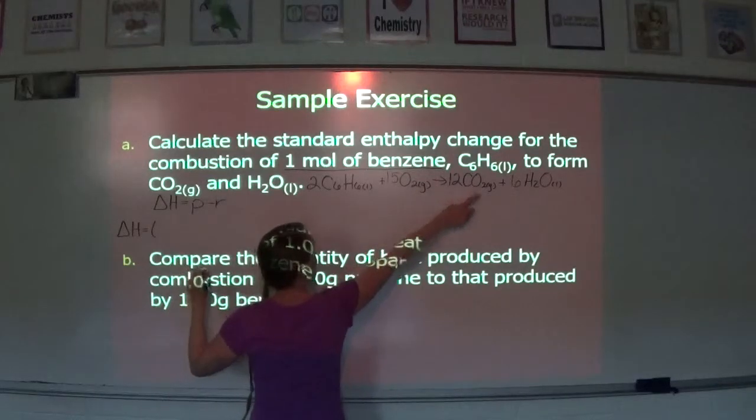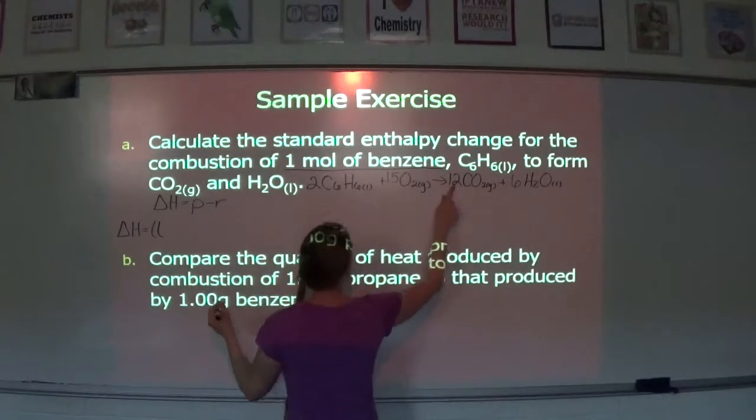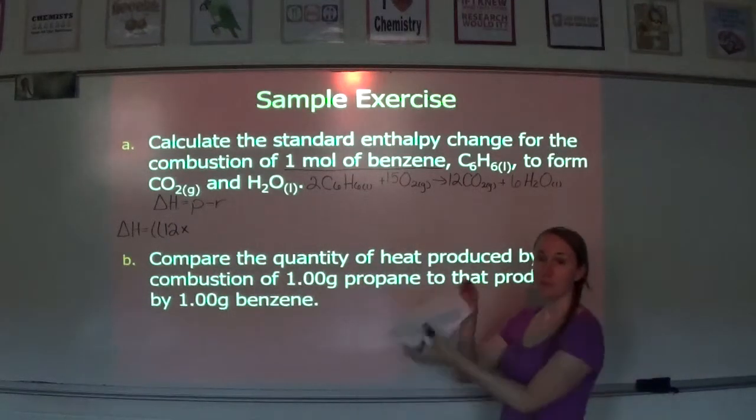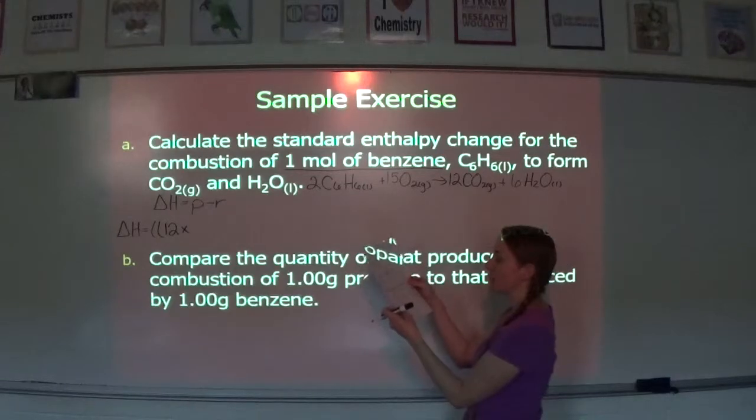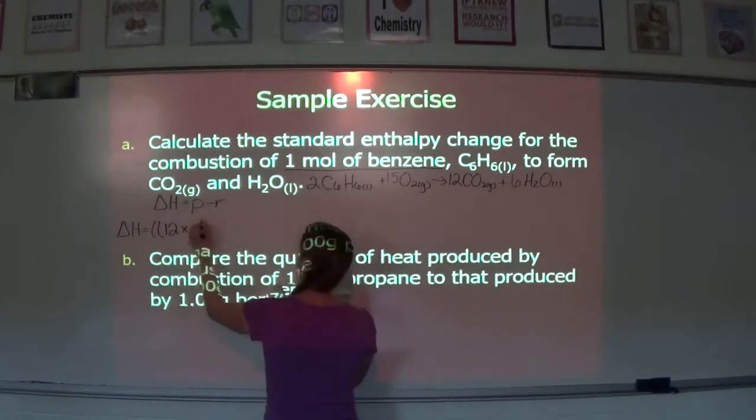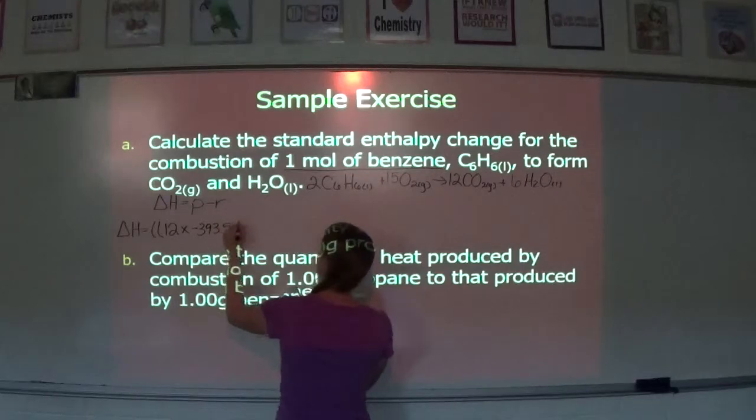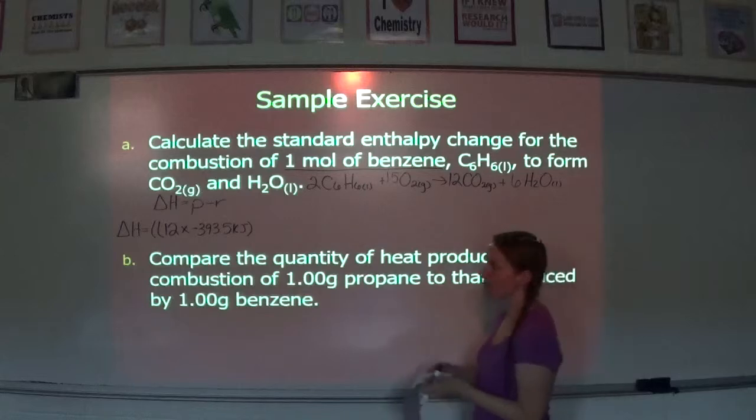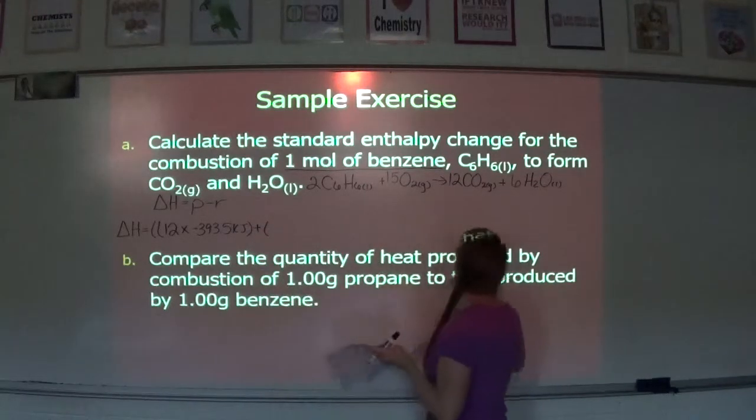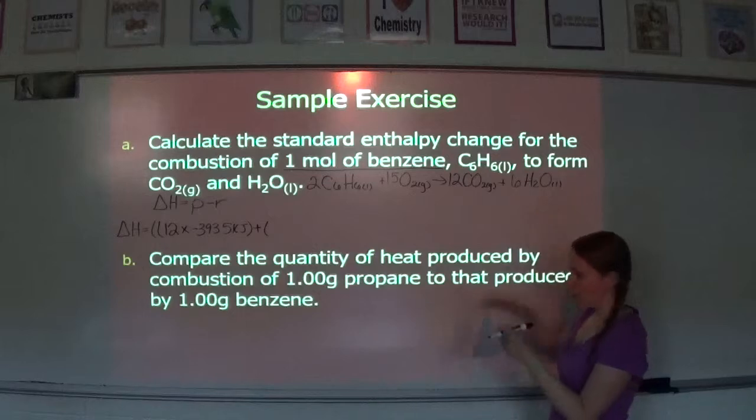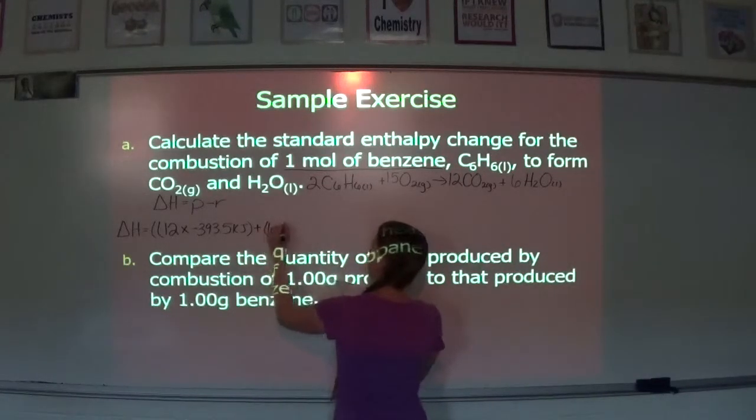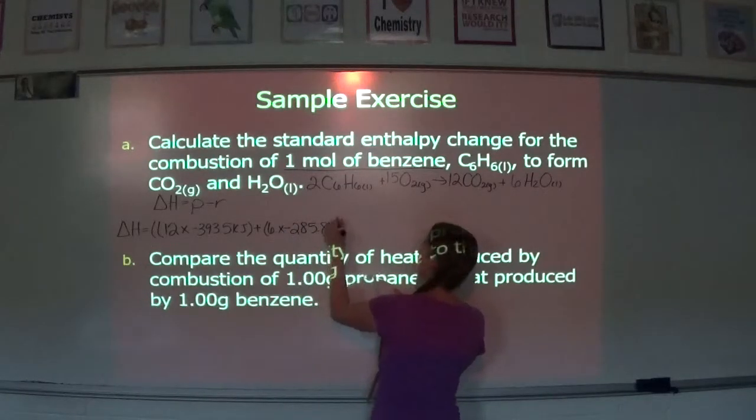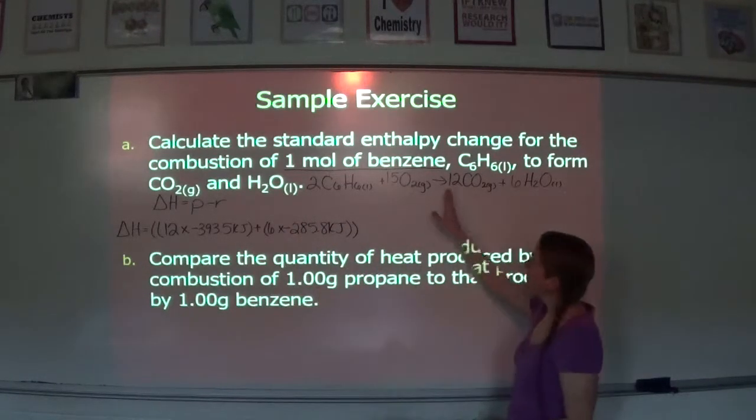My products are CO2 and water. I have 12 CO2, so I'm going to do 12 times, and that's CO2 gas. Remember the charts page we discussed. I find CO2 gas, and it's negative 393.5 kilojoules. Remember, we dropped the moles because we're technically multiplying by 12 moles. I just don't write it out every time. We also have 6 moles of liquid water, so I'm going to do 6 times my liquid water, which is negative 285.8 kilojoules. And so there I took care of my products.